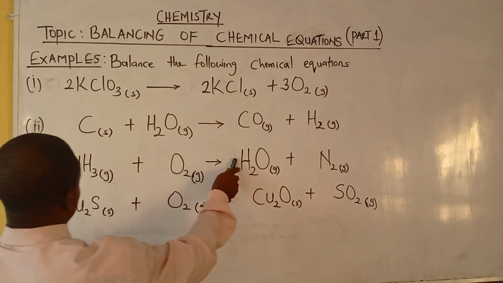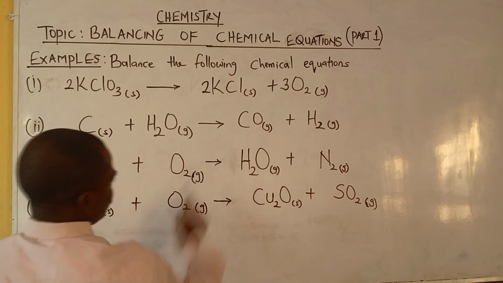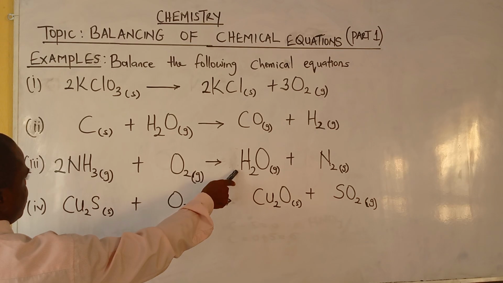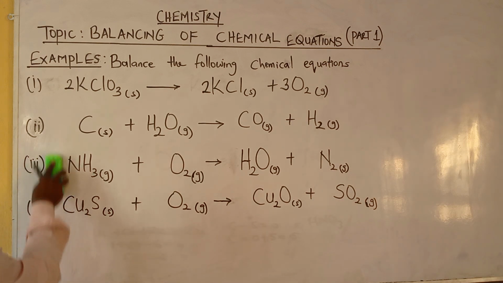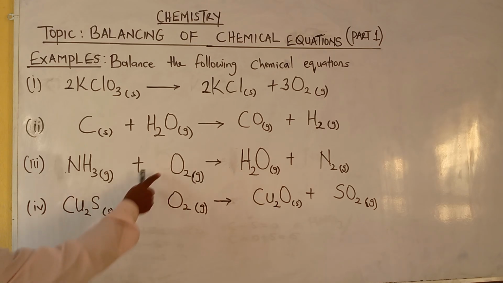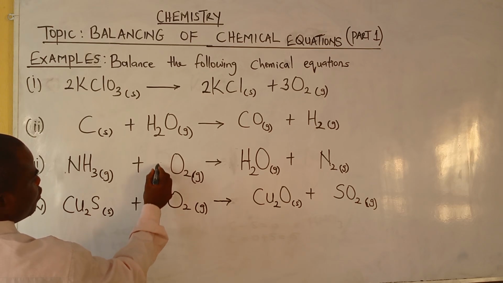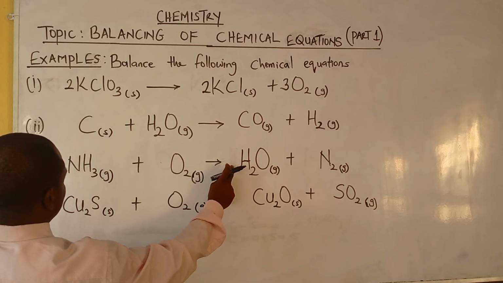Now let me say I put 4 here. If I put 4 here, what will happen? See that nitrogen will now be 4, that's 8. Hydrogen will still be affected. Okay, let's first of all balance the oxygen. Let me say we put 5 here. You put 5 here, that's 10.